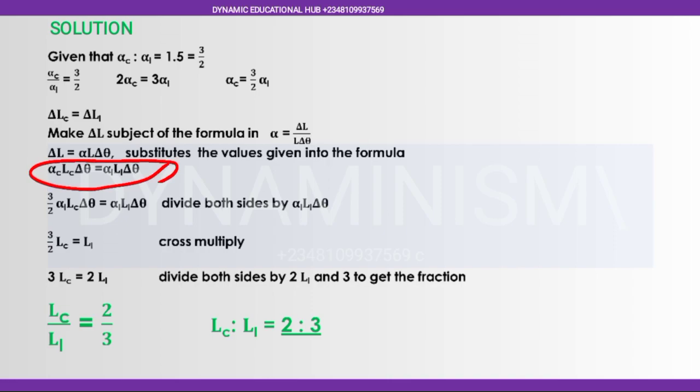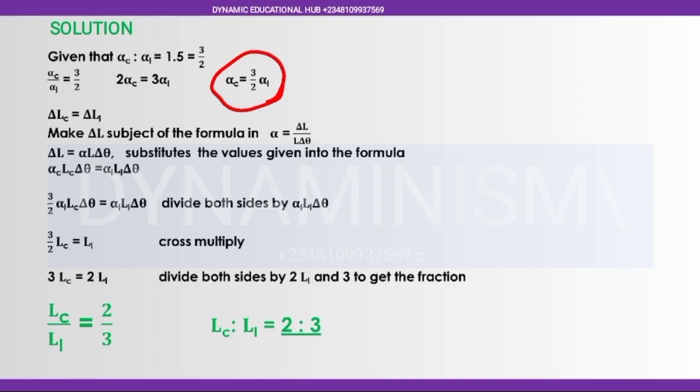And don't forget there is a relationship between alpha C and alpha I. Alpha C is equal to 3 over 2 alpha I. Wherever you see alpha C, go ahead and put alpha I there. So alpha C is there, you substitute the value here. When you substitute it, you get 3 over 2 alpha I LC change in theta is equal to what? Alpha I L1 change in theta.